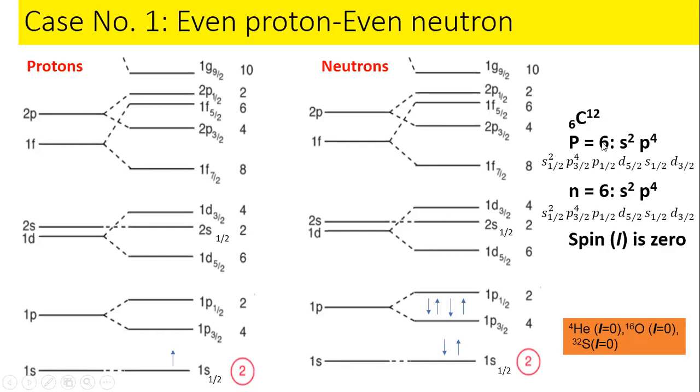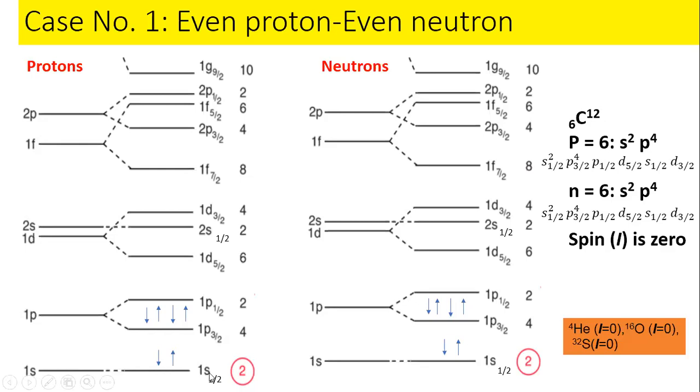The first example is carbon-12, with 6 protons and 6 neutrons. This is the building of the protons in the energy levels, first with the up spin, and then the down spin, third, fourth, fifth, sixth. So all the protons are filled up.